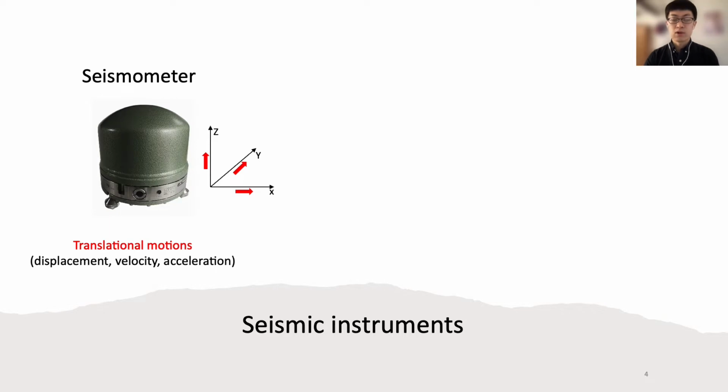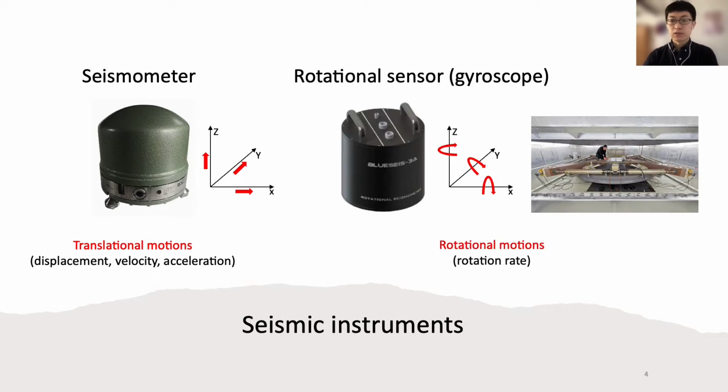Either array measurement or classic single-station measurement relies on translational motions that are recorded by seismometers. Ground shaking caused by natural or anthropogenic sources can also generate rotational ground motions, which represent particle motion around a certain axis. With the development of new seismic instruments in recent years, such as optical-based sensors, rotational motions from earthquakes to ambient noise can also be accurately observed.